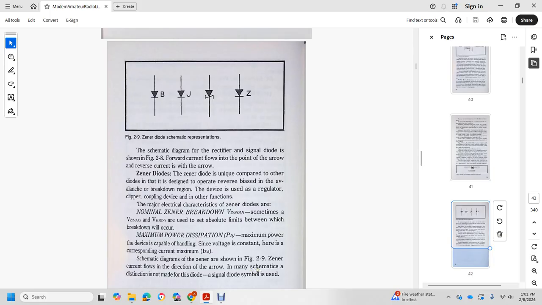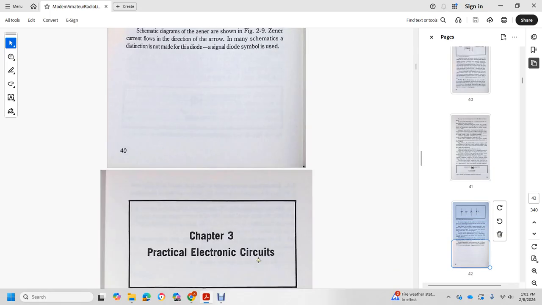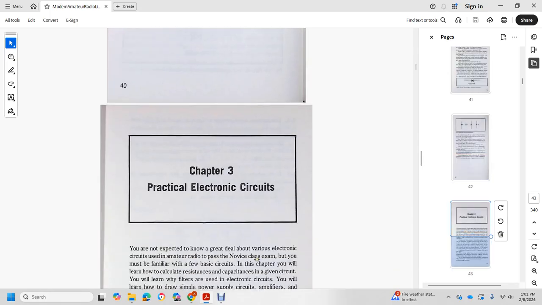The main schematics make no distinction with the single diode; diode symbols are used. Chapter 3: Practical Electronic Circuits.